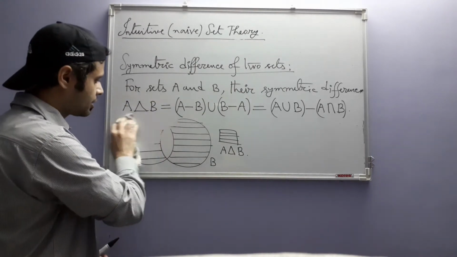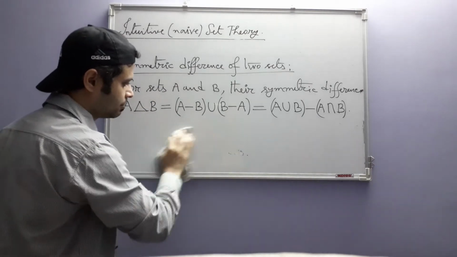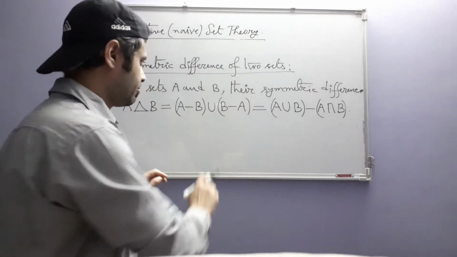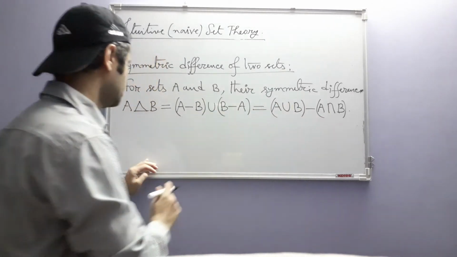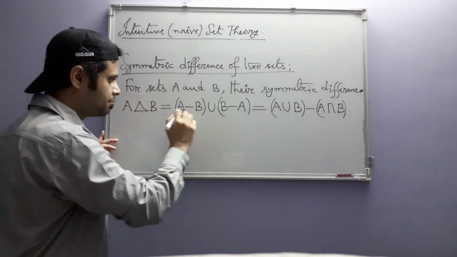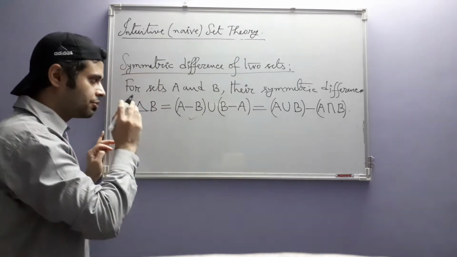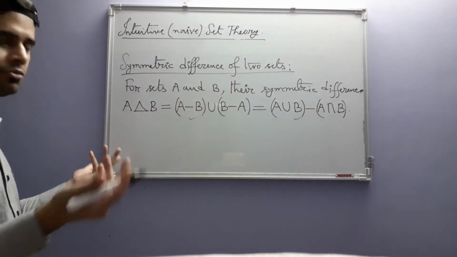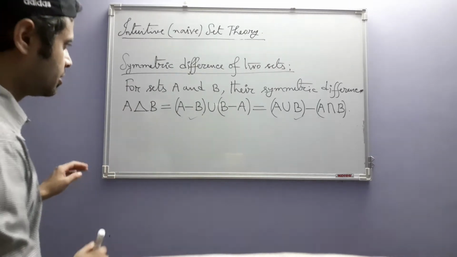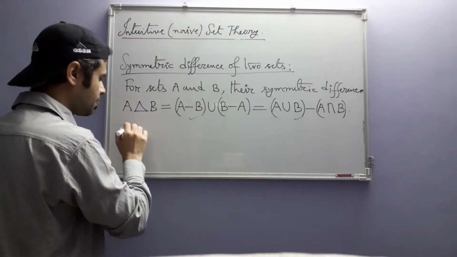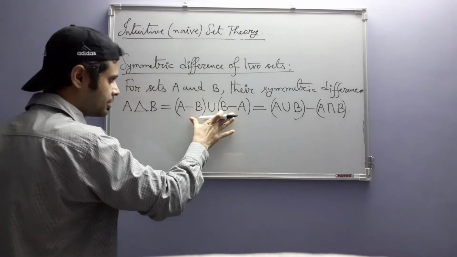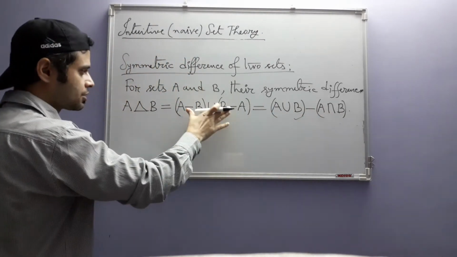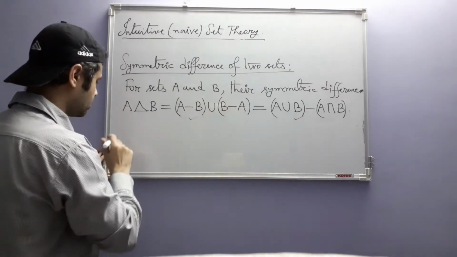So let us just try to prove this, okay? So this equality we have to prove. This is equal to this. Remember, symmetric difference means this. We have to prove that that set is also equal to this. So again we have to follow the usual way. We show that this is a subset of this and this is a subset of this. So we start by taking an element here.